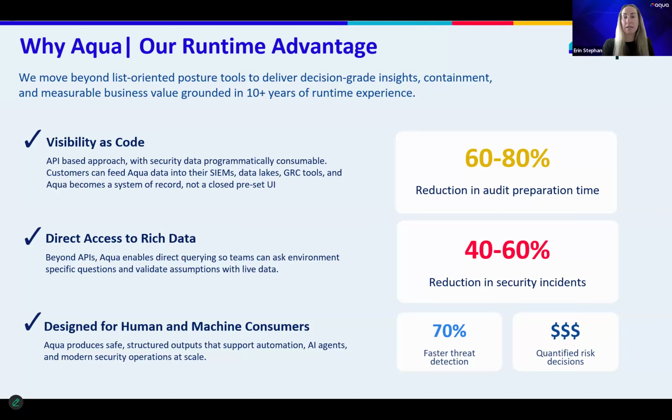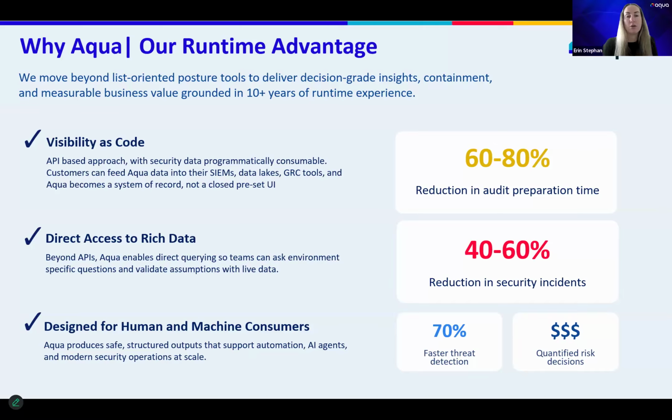move beyond these list-oriented, very static dashboards into real decision-grade information, things that you can actually see, understand what's happening in those running workloads and how to contain it, and how that containment measures in a dollar figure, that quantified runtime security. And so we're doing things a little bit differently with our dashboard and reporting capabilities. And this is important to note, right? It's not just another dashboard.